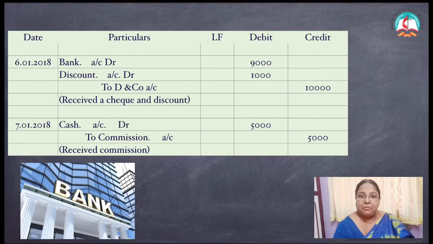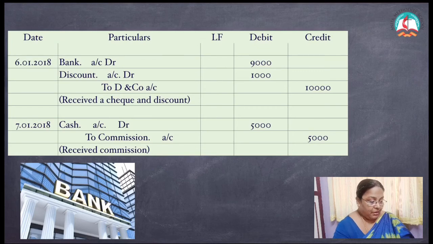Next one, received commission. Now, received commission is an income or an expense? It is an income. What comes in? Cash comes in. So cash has to be debited or credited? Cash has to be debited. Commission is an income. Commission belongs to nominal account. So commission has to be credited. Income has to be credited. See the journal entry. Cash account debtor to commission account. Write the amount in the amount column and write the narration.